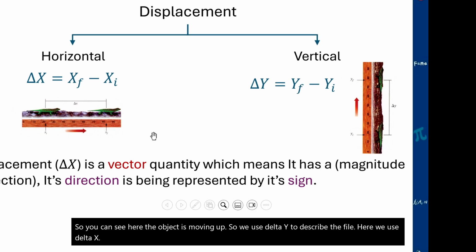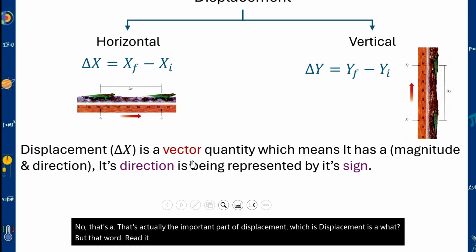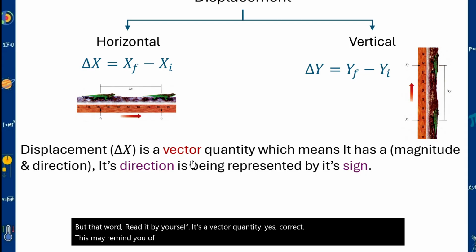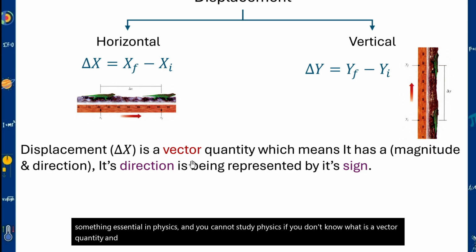Now that's actually the important part of displacement, which is that displacement is a, what's that word? Read it by yourself. It's a vector quantity. Yes, correct. This may remind you of something you studied in grade 10 maybe, but vector quantities are something essential in physics. You cannot study physics if you don't know what is a vector quantity and what is a scalar quantity.